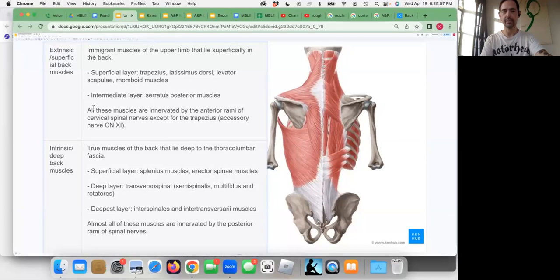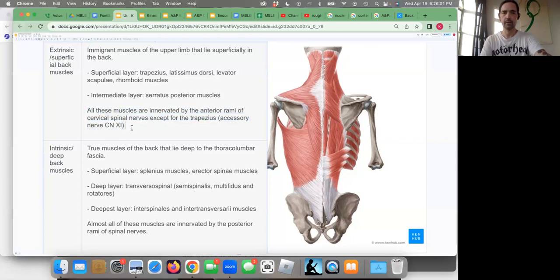All these muscles, you don't need this, although it's kind of interesting if you're interested in it.